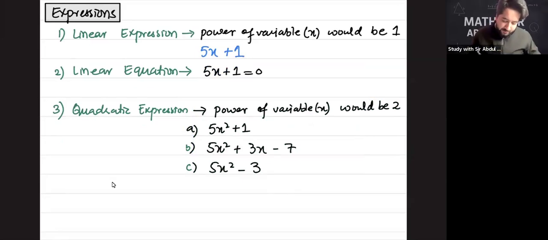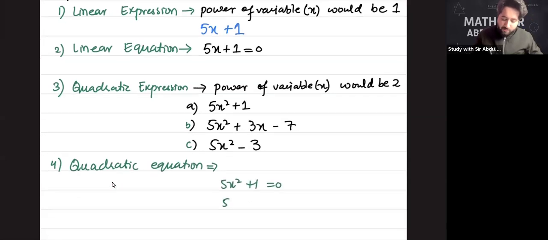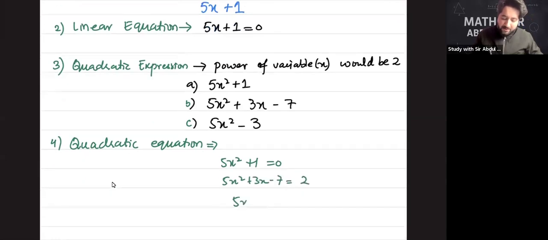So now it's time to understand what a quadratic equation is. A quadratic equation will have technically nothing more than that, just equal to something. There will be an equal to sign. 5x squared plus 3x minus 7 equals 2. 5x squared minus 3 equals 10. Let's suppose you can have anything on the other side of the equal to sign. It can be 0, it can be 1, 2, 3, whatever that is. So that would be your quadratic equation.